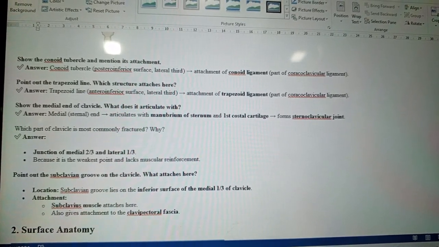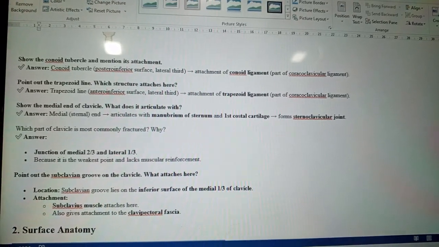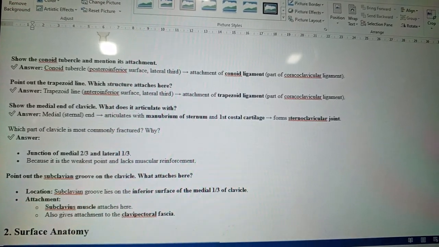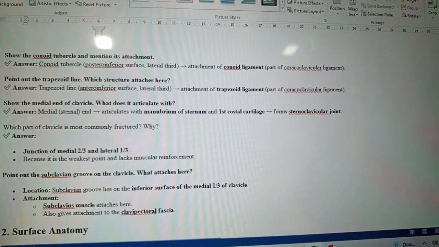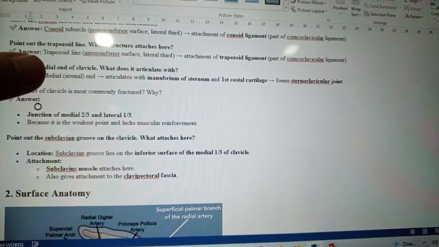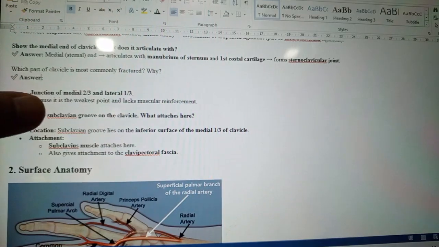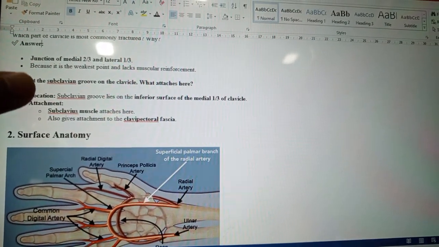Which part of the clavicle is most commonly fractured? The junction of the medial two-thirds and lateral one-third, because it is the weakest point and it lacks muscular reinforcement. Point out the subclavian groove. On the subclavian groove, the subclavius muscle is attached, and it also gives attachment to the clavipectoral fascia.